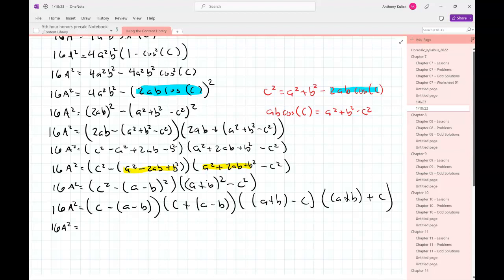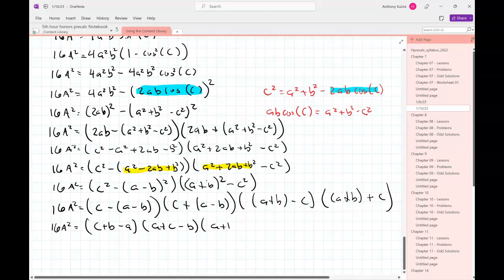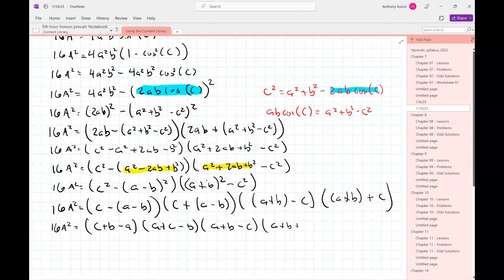So if I rearrange this, I'm going to have c plus b minus a. And then I'm going to have a plus c minus b. And then I'm going to have a plus b minus c. And I'm going to have, okay, a plus b plus c.